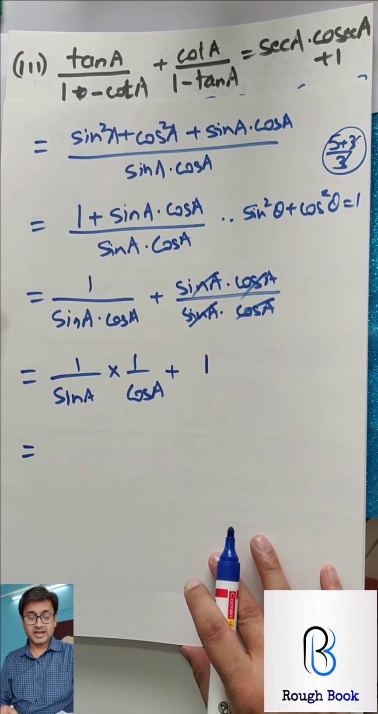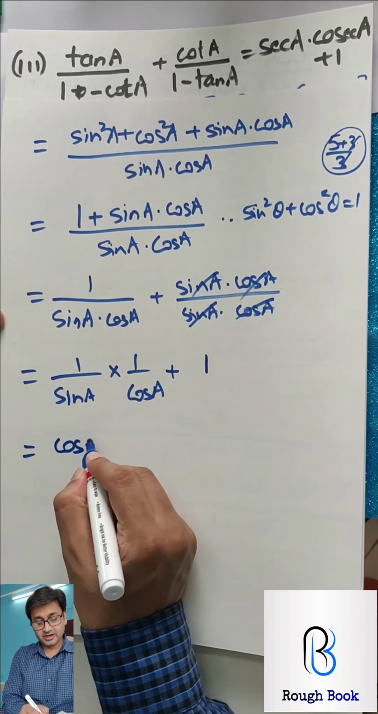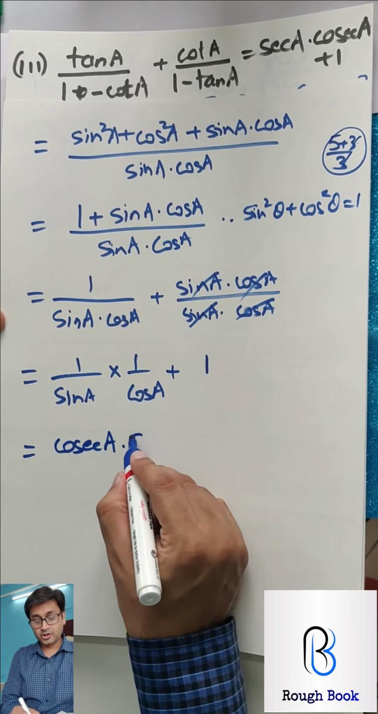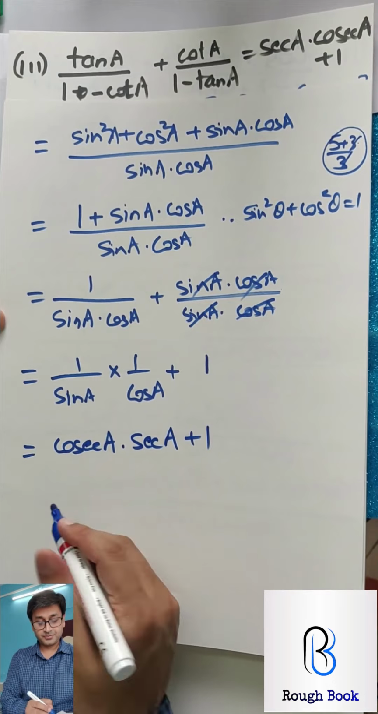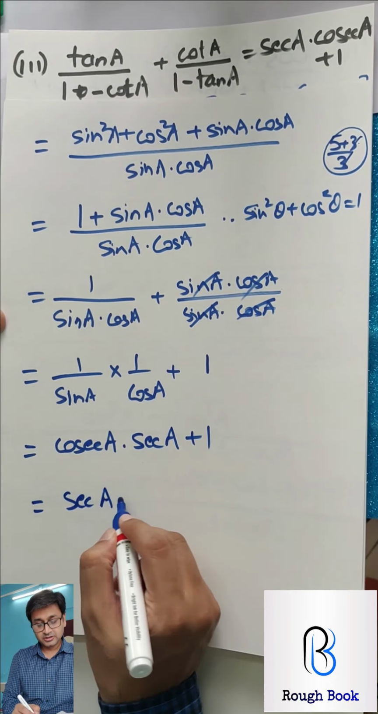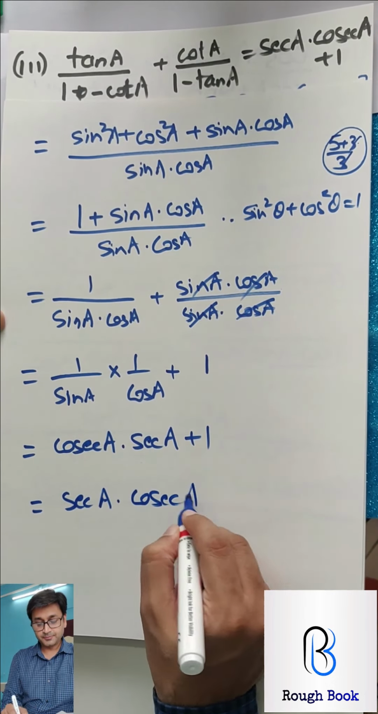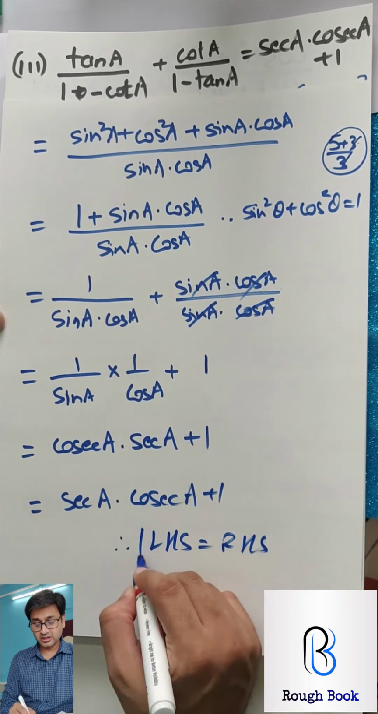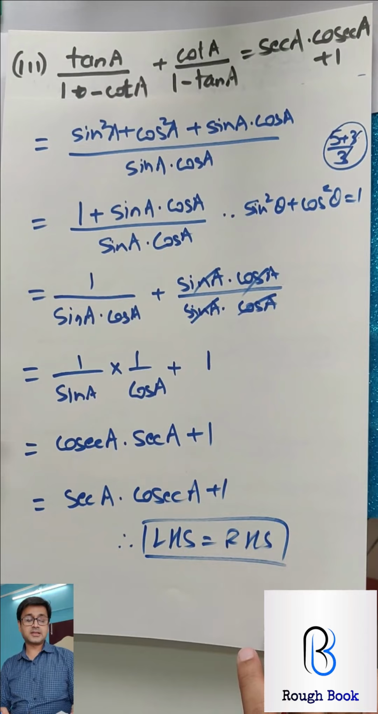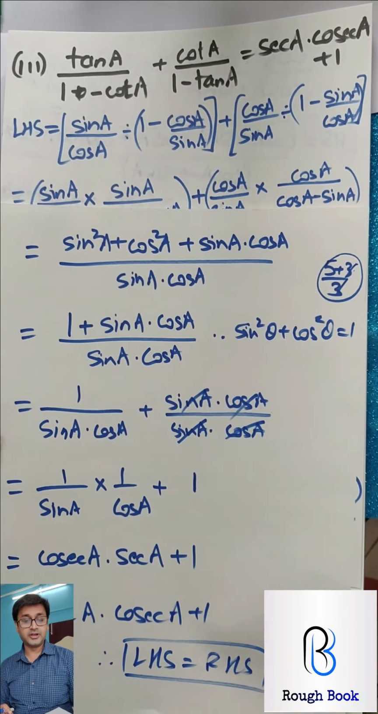What is 1 upon sin? Cosec. Very good. And what is 1 upon cos? Sec. Is that what you wanted? Yeah. Just change the arrangement. So sec A into cosec A plus 1. And therefore we can say LHS matches with RHS. Yeah, I agree. Slightly lengthy question, but very intelligent.